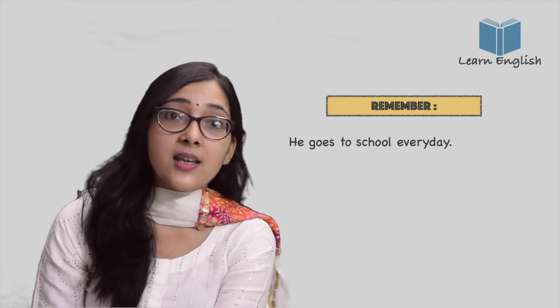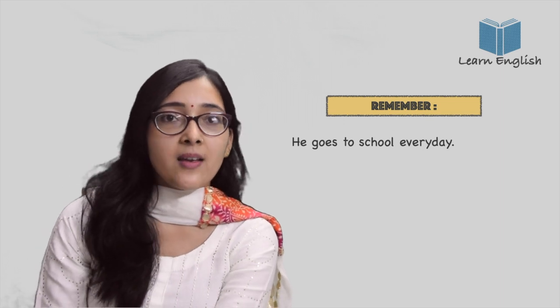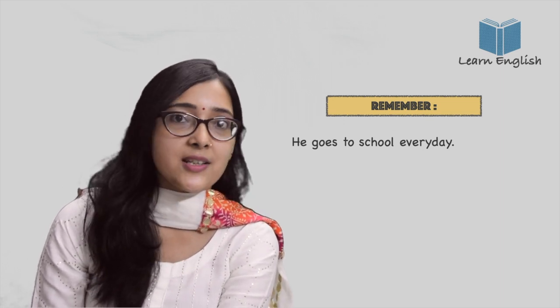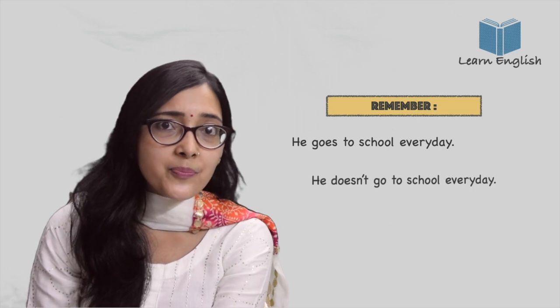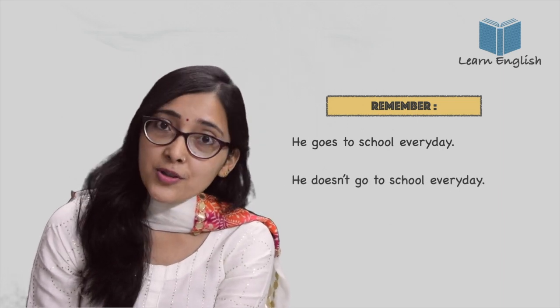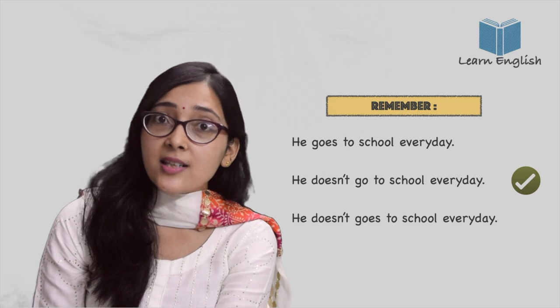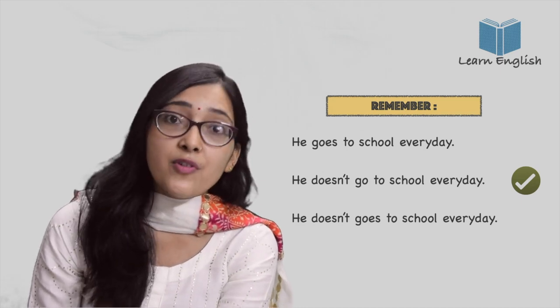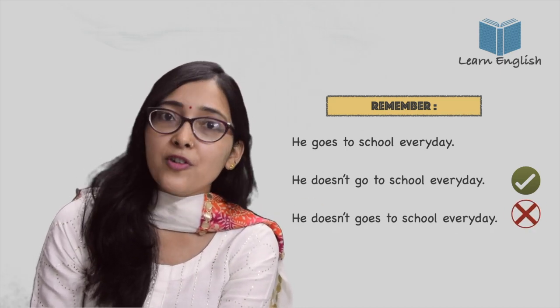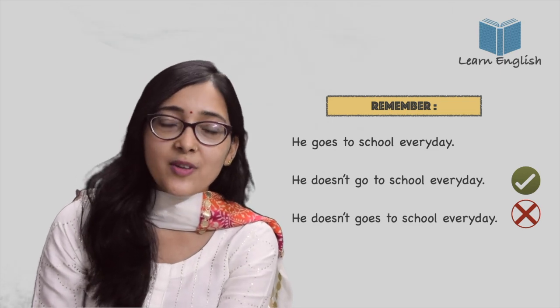Now I want you to remember something. Most of the people use S with the verb form while using doesn't and don't, which is wrong. I'll show you how. For example, let's take a positive statement. He goes to school every day. Now you have to convert it into negative. So what will it be? He does not go to school every day. Not he does not goes to school. We will not use this S with the verb form with the action word. Alright?